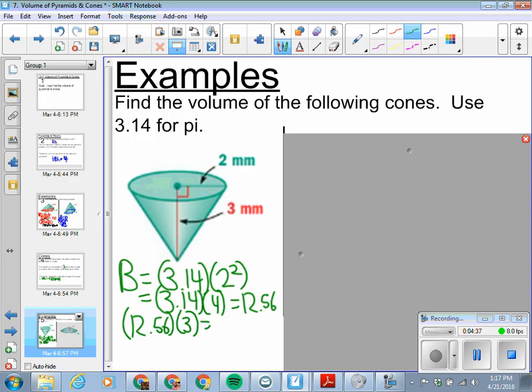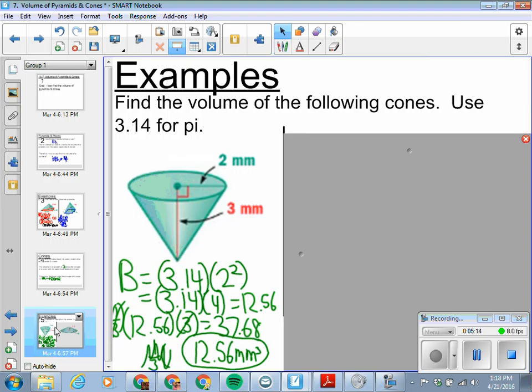Pull a calculator here for this one. Equals 37.68. But then we take 1/3 of that. And actually, now I look back on it, we could have done 1/3 from the get-go, couldn't we? 1/3 and 3 cancel out. So our overall volume is 12.56 cubic millimeters. Some of you may have seen that ahead of time. I'm sorry I didn't show that first.